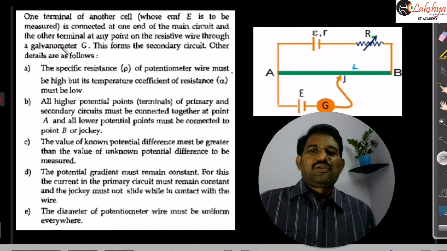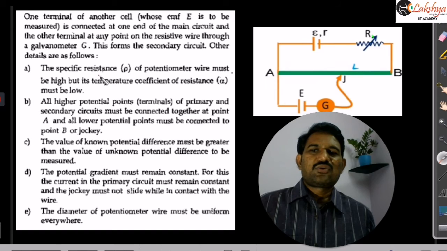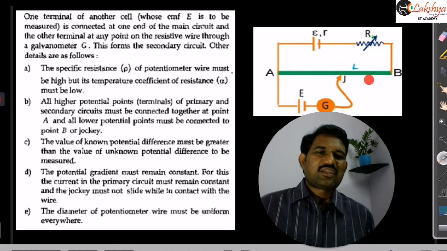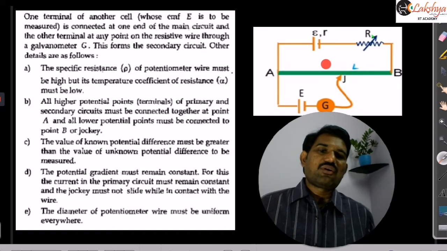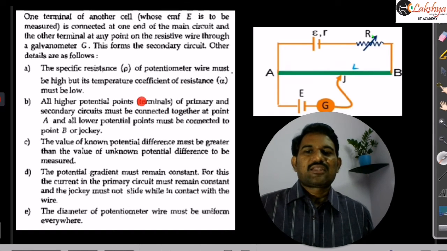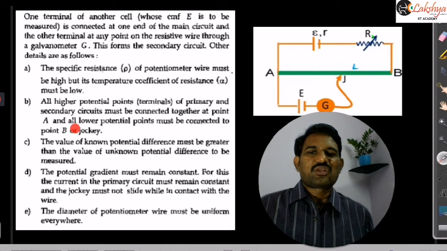Now see some important points regarding the circuit here. The specific resistance of the potentiometer wire must be high, and its temperature coefficient must be low. That is why we are using materials like constantan or manganese. The specific resistance of this material must be very high, that means it should have high resistance, but its alpha value, the temperature coefficient, should be very low. And the higher potential points of the primary and secondary circuits must be put together, and the lower potential points must be connected to the jockey. So this is the circuit here.